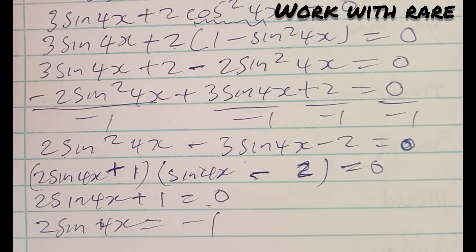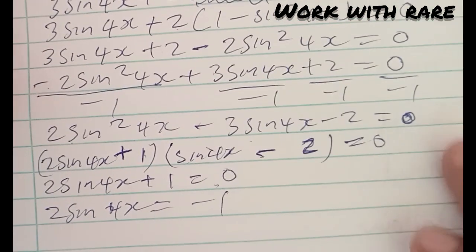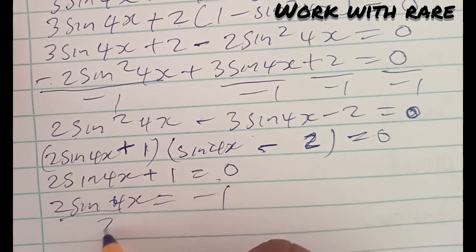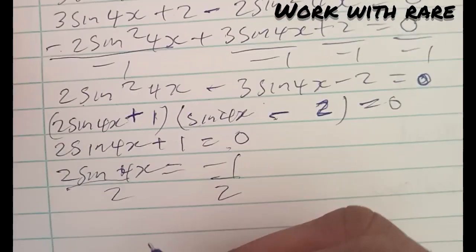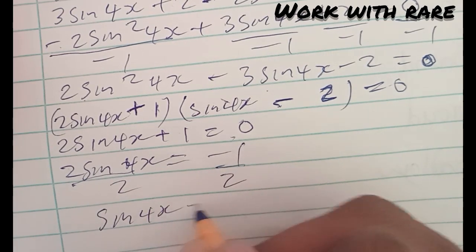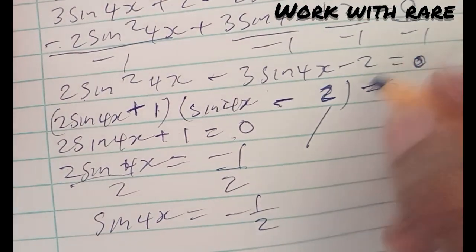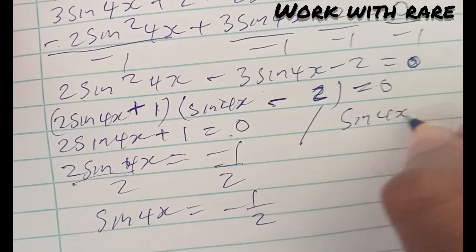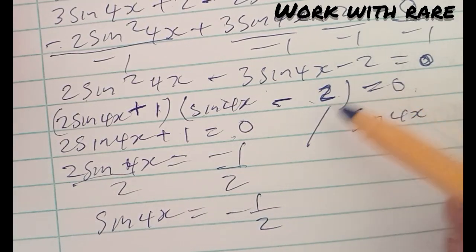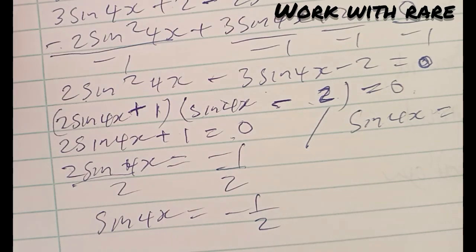You see, after I got my value as -1, remember here I have 2, which means I have to divide both sides by 2. So if I divide both sides by 2, my sine 4x is equal to -1 over 2, or the second bracket, sine 4x minus 2 is equal to 0. When I take 0 to the opposite side, it will be 0 plus 2, which is 2. Then we'll leave it there.